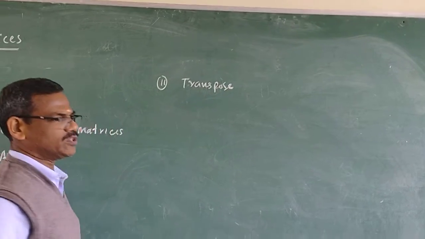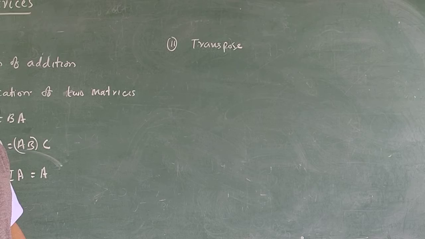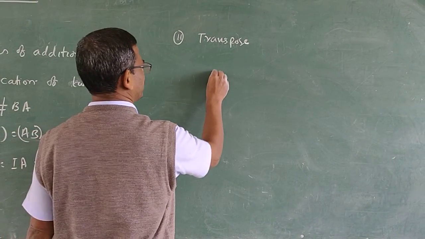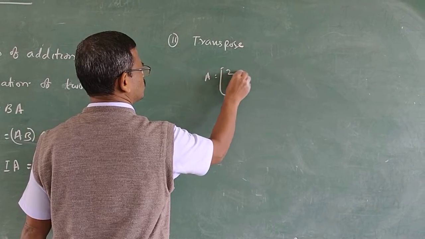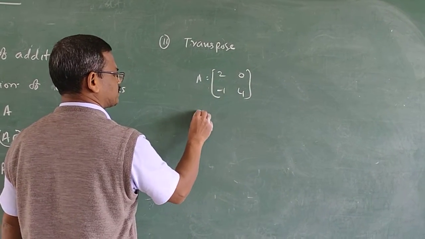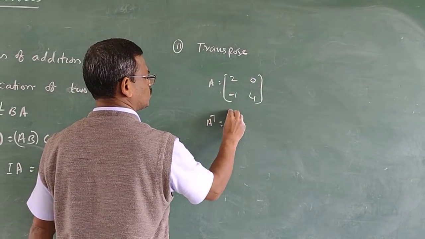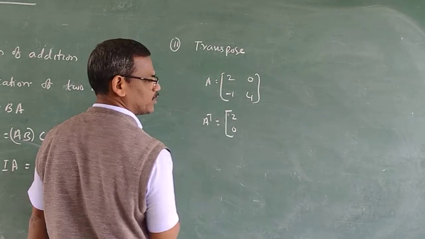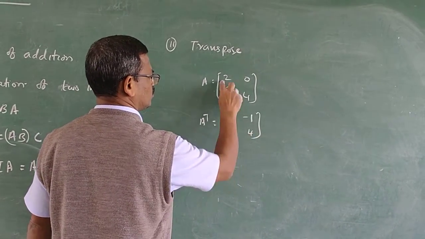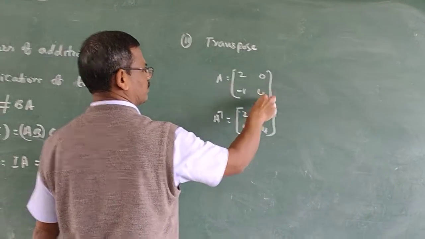You know that transpose is defined as a matrix obtained by interchanging the rows and columns of a matrix. It is called the transpose. For example, A is equal to [2, 0; -1, 4]. So its transpose is obtained by interchanging the rows. The row 2, 0 will be put in the column, and -1, 4 becomes a column.